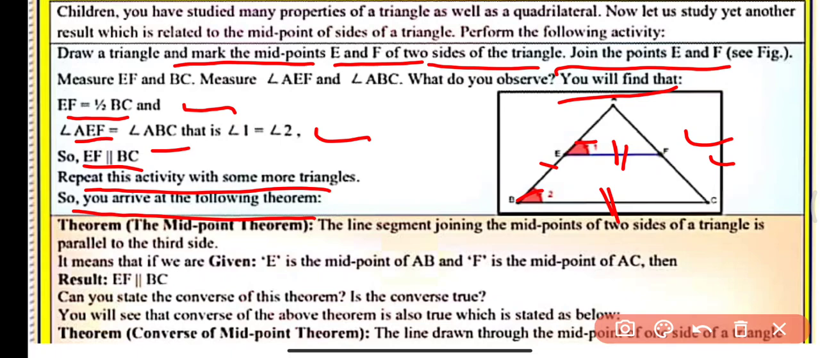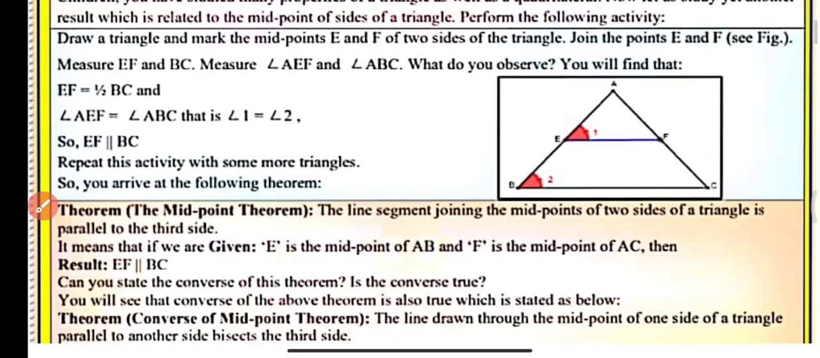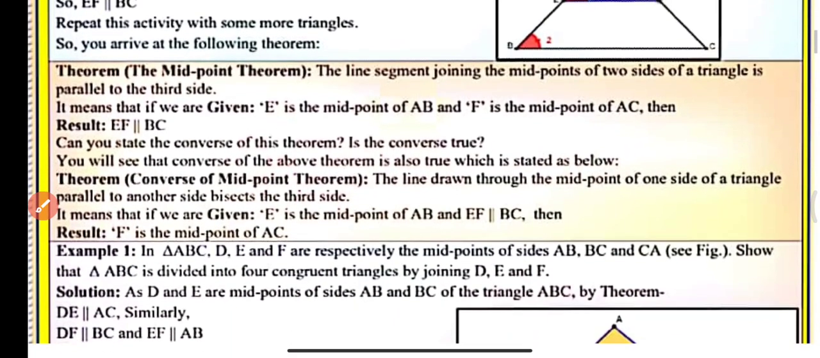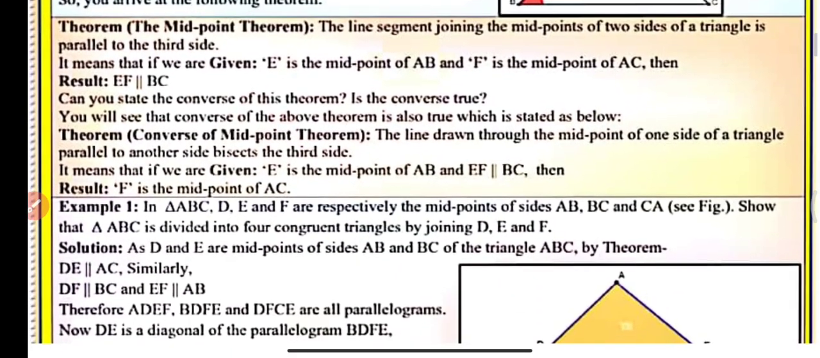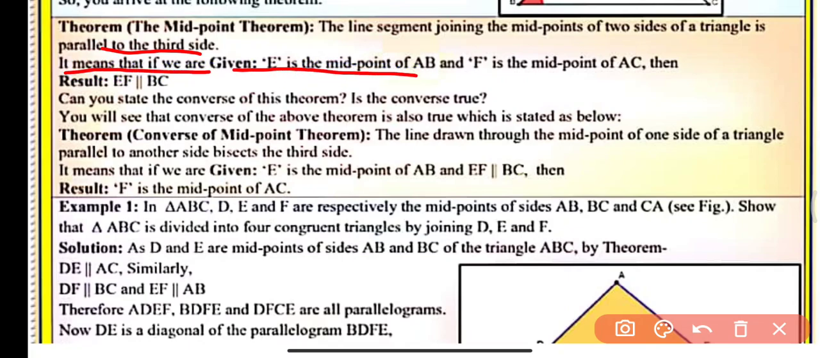What do we call this? We call it the midpoint theorem. As you can see, the midpoint theorem is: the line segment joining the midpoints of two sides of a triangle is parallel to the third side and half of the third side. So it means that if we are given E is the midpoint of side AB and F is the midpoint of side AC, then EF will be parallel to BC.